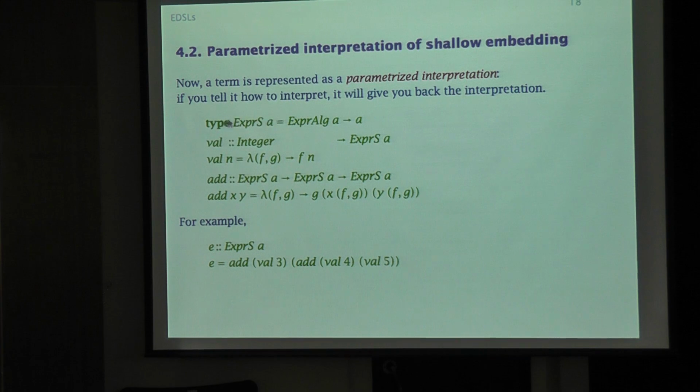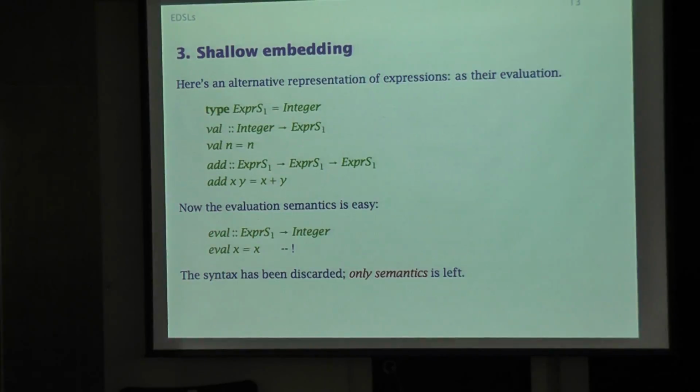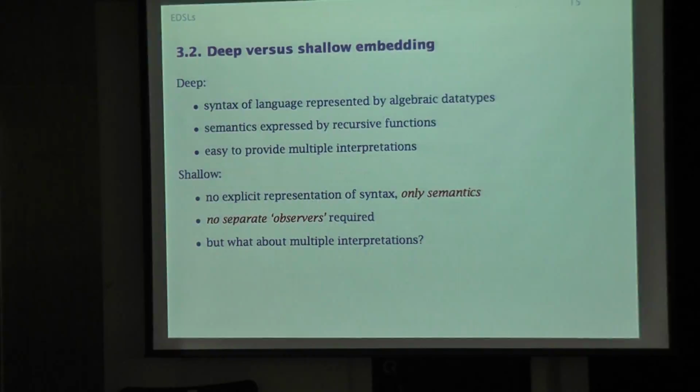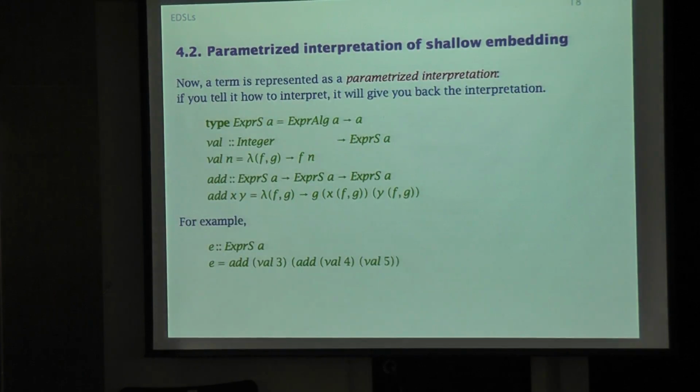So my interpretation is one of these. It's my shallow embedding, now not as an integer and not as a string. So here we had, where are we? Here the interpretation is an integer. Here the interpretation is a string. Here the interpretation is a pair with an integer and a string. Now the interpretation is a function. A function? What's going on here?